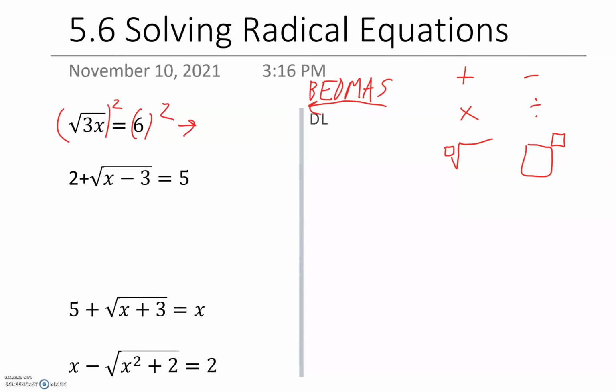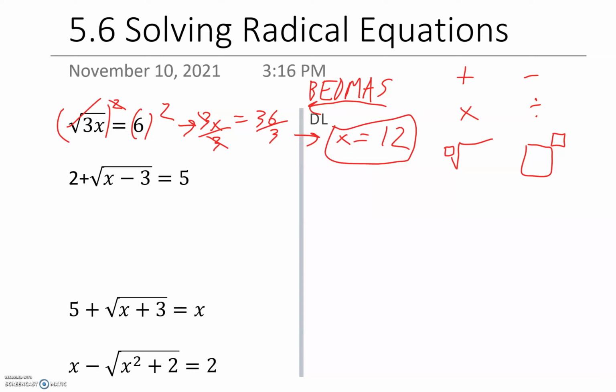What this allows us to do is to cancel out the square with the square root. So we're left with 3x equals 6 squared, which is 36. And then what we can do is divide by 3. That cancels with that. So we're left with x equals 12 as our final answer.